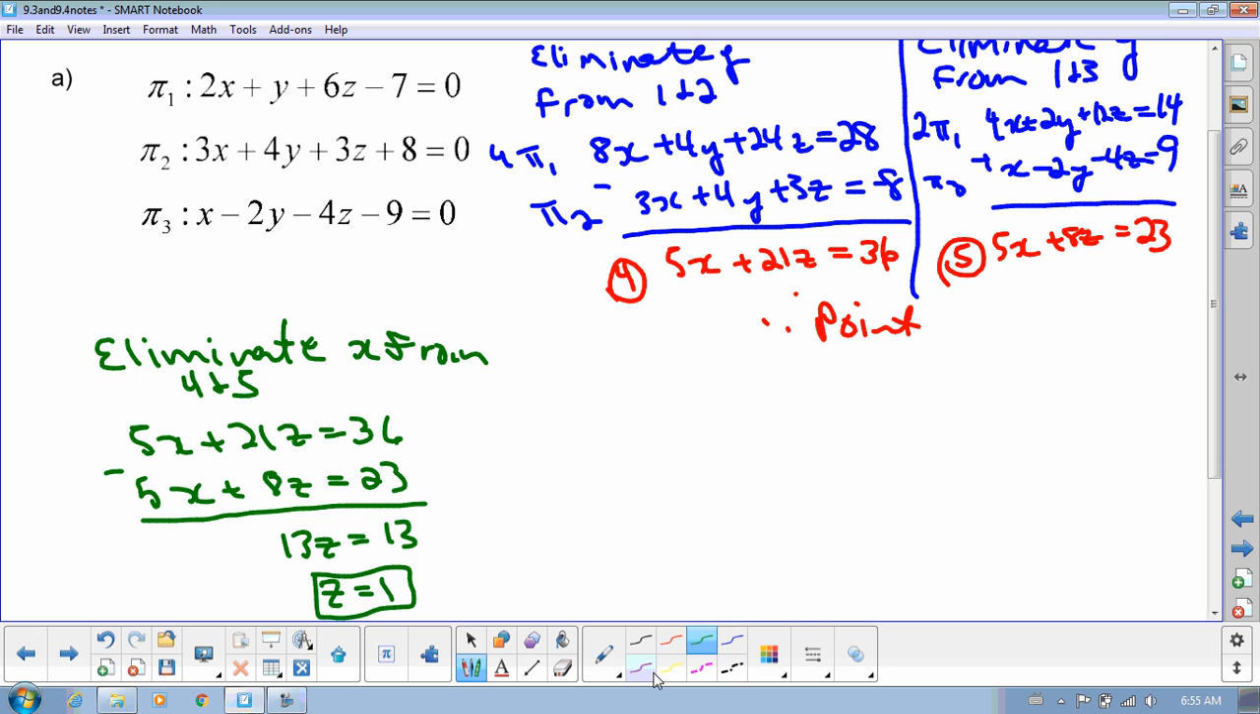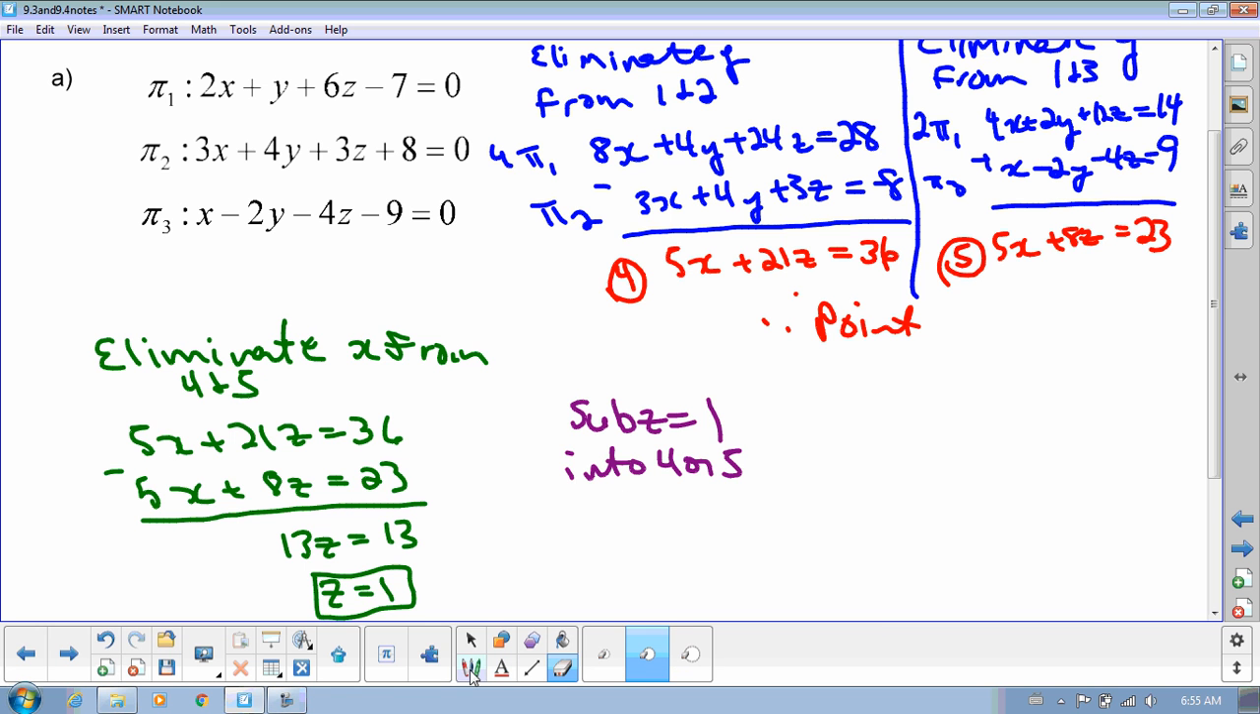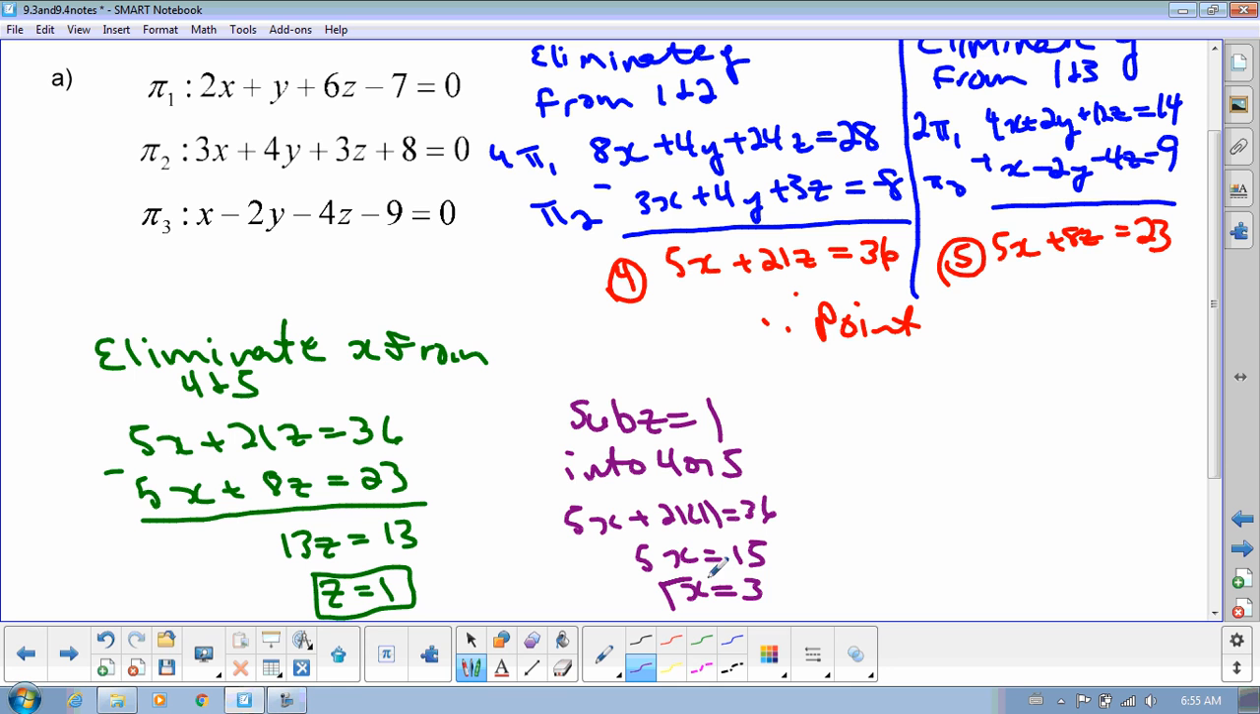So now that I have z, the next variable that I can find, so I'm going to sub z equals 1 into 4 or 5, it doesn't matter which one. So I'm going to sub it into 4. So it's 5x plus 21 multiplied by 1 equals 36. So 5x equals 15. X has a value of 3.